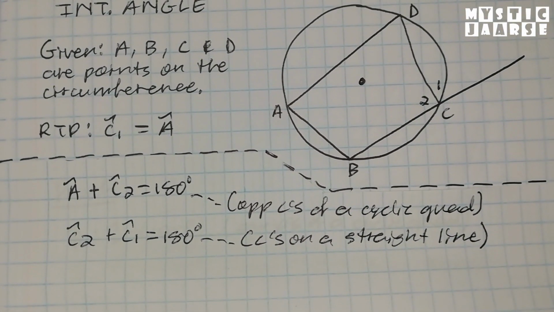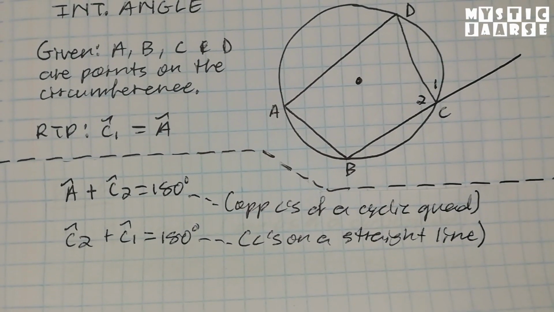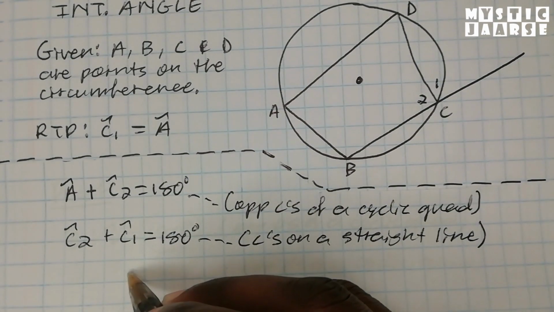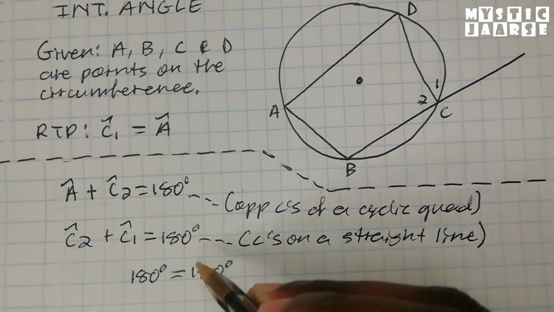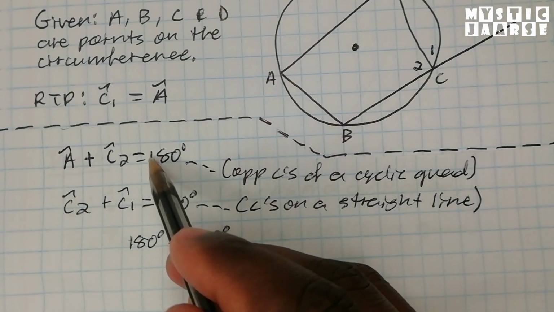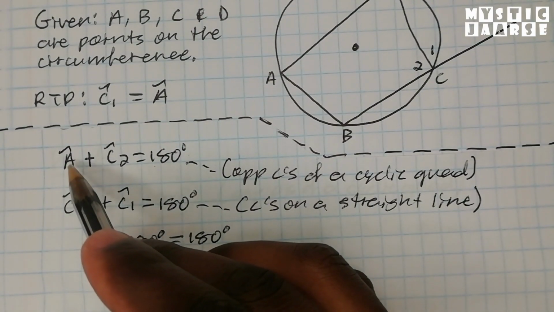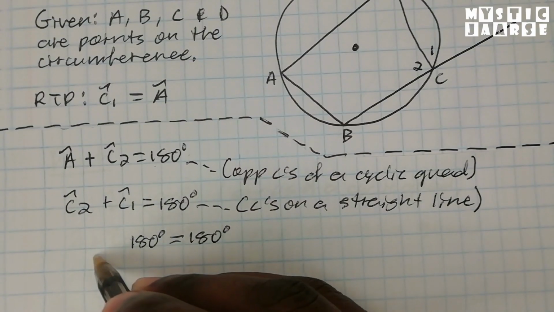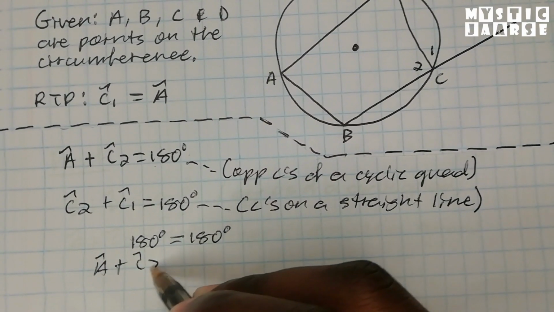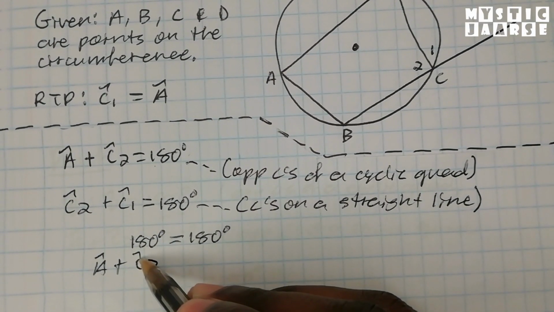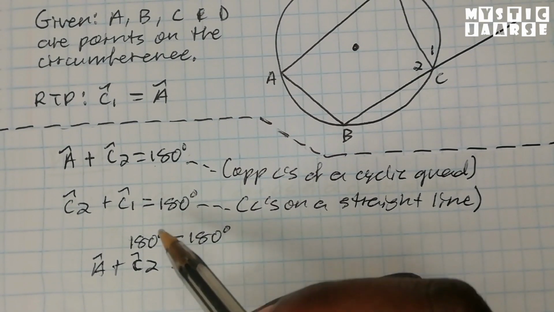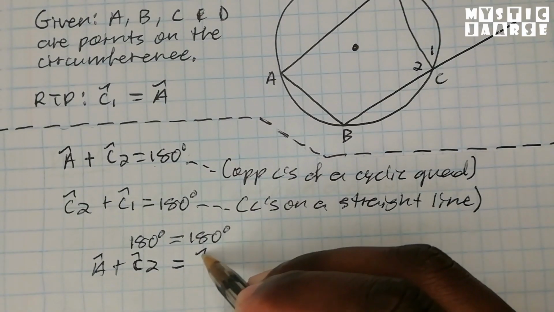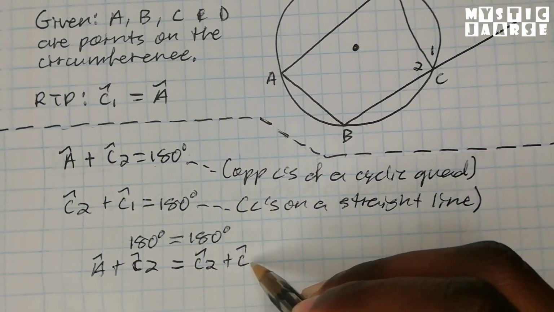Now that we have two equations that are both equal to 180 degrees, we can equate them and say 180 degrees is equal to 180 degrees. So now we have defined that the first 180 is equal to angle A plus angle C2. So we say angle A plus angle C2, in the place of the first 180, is equal to the second 180. We have stated that it is equal to angle C2 plus angle C1.